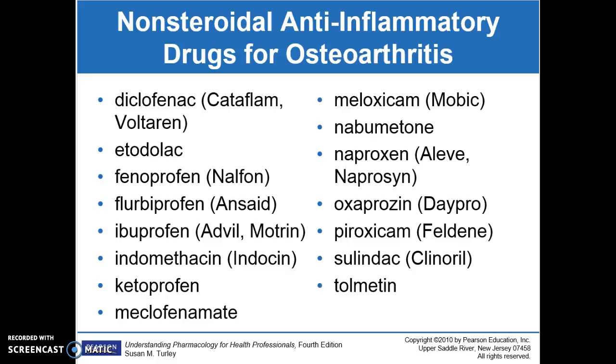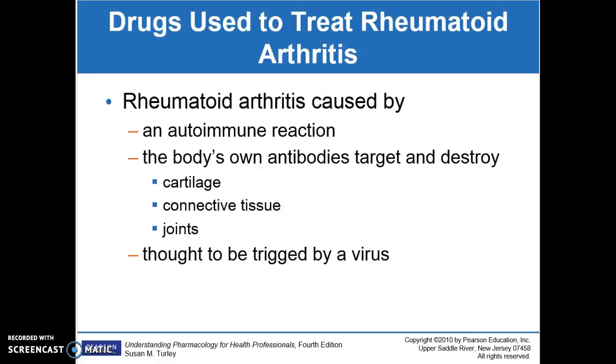Rheumatoid arthritis. Rheumatoid arthritis is a little bit different. It's an actual autoimmune reaction, so your body does it to itself almost. It's got its own internal thing that's causing this. So again, we're going to treat it with some of the same drugs that we treat osteoarthritis, but there are some differences as well. So make sure you pay attention to those.